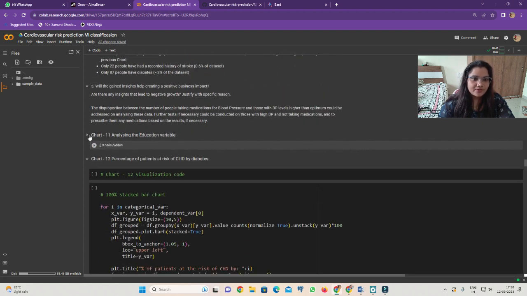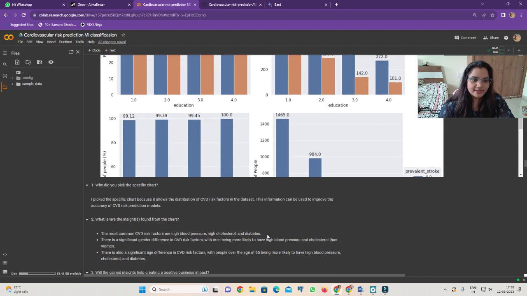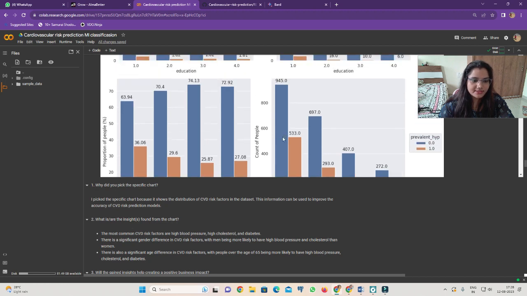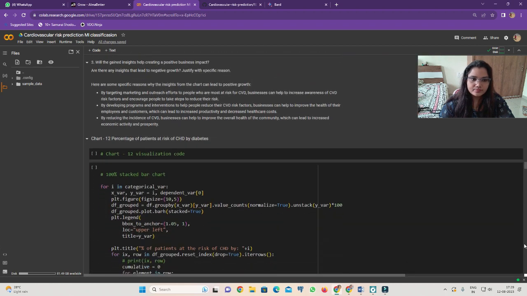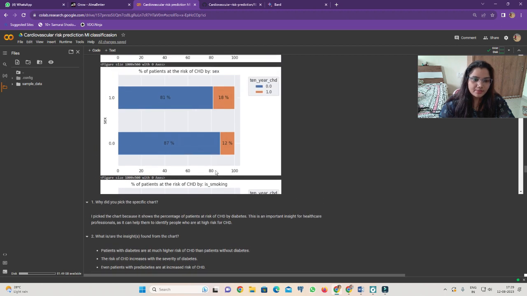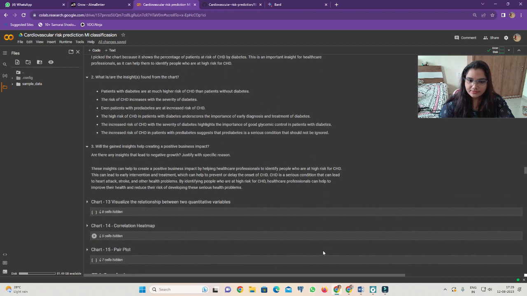Then we are analyzing the education variable. Here we can see that the most common CVD risk factors are high blood pressure, high cholesterol and diabetes. There are significant gender differences between CVD risk factors, with men being more likely to have high blood pressure and cholesterol than women. In this chart we can see that patients with diabetes are at much higher risk of CHD than patients without diabetes. The risk of CHD increases with the severity of diabetes.